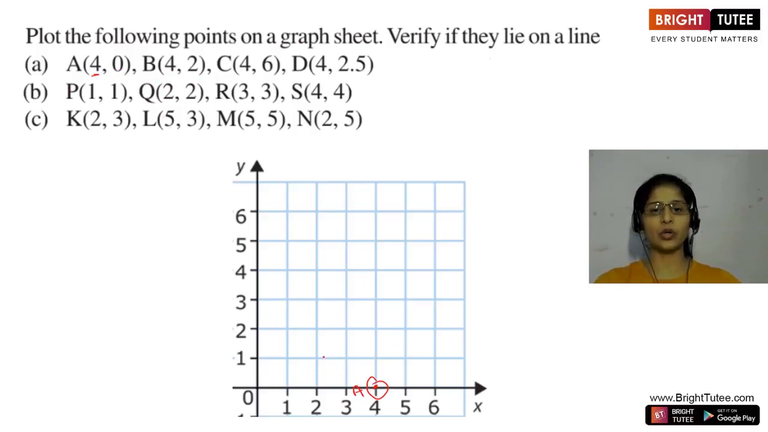The second point is B, 4, 2. 4 is here, 2 is here. So this is point B. Next is 4, 6. 4, 6 is here. This is point C. D is 4, 2.5. 2.5 will lie between 2 and 3, right? So this is there.